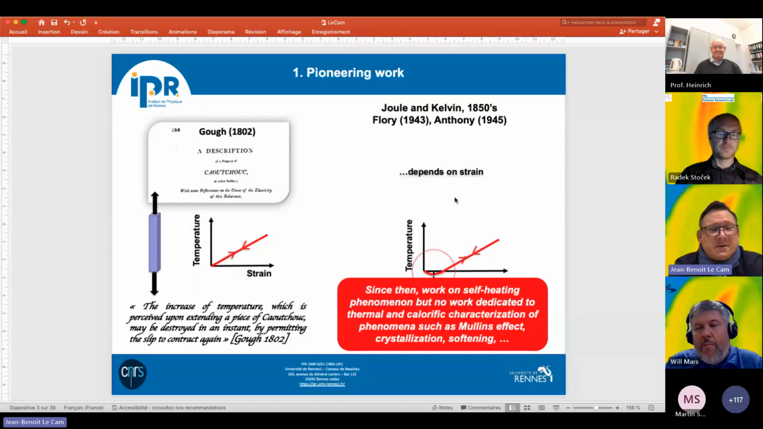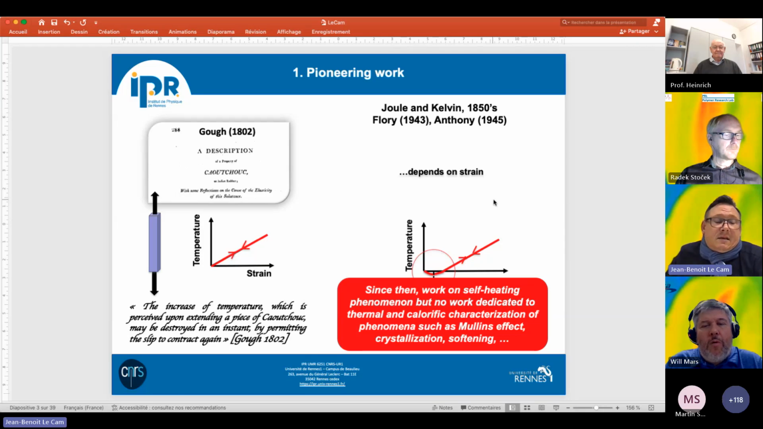The first temperature sensor used during the deformation of rubber specimens was the lips of Mr. Gough, who stated in 1802 and 1805, as far as I remember, that an increase in temperature is perceived upon stretching a piece of caoutchouc. And then Joule and Kelvin, something like 50 years later, stated that this is not complete, in the sense that the temperature variations depend, in fact, on strain. And indeed, for the lowest strains, the temperature decreases and increases for higher ones. And in between, a thermoelastic inversion is found.